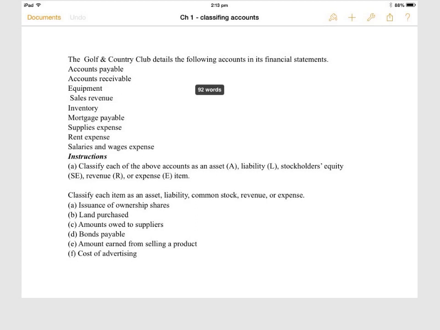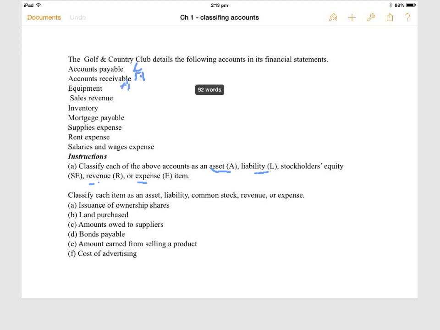So let's apply this now to the Golf and Country Club. It has the following accounts, and they want you to classify them as either an asset, a liability, equity, revenue, or expense. Accounts payable. Well, that's money I owe. Payable. That's a liability. Accounts receivable. That's money that I'm going to receive. I have an account with a customer, and they're going to pay me later. So that is an asset. Equipment, that too is an asset.